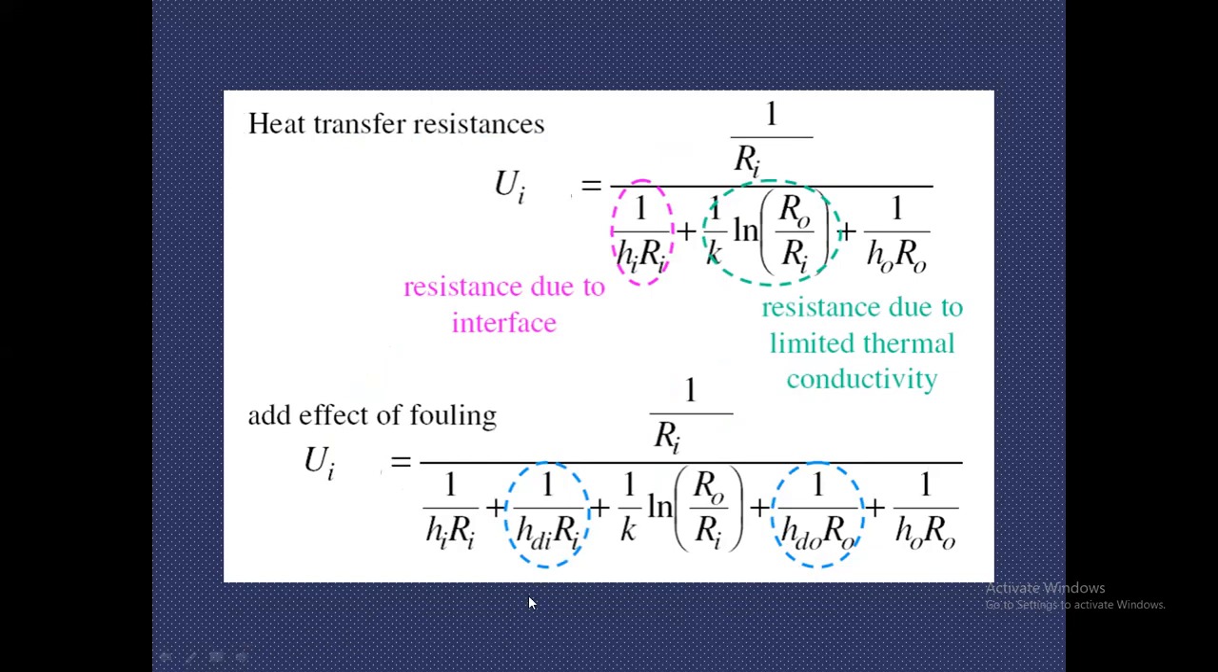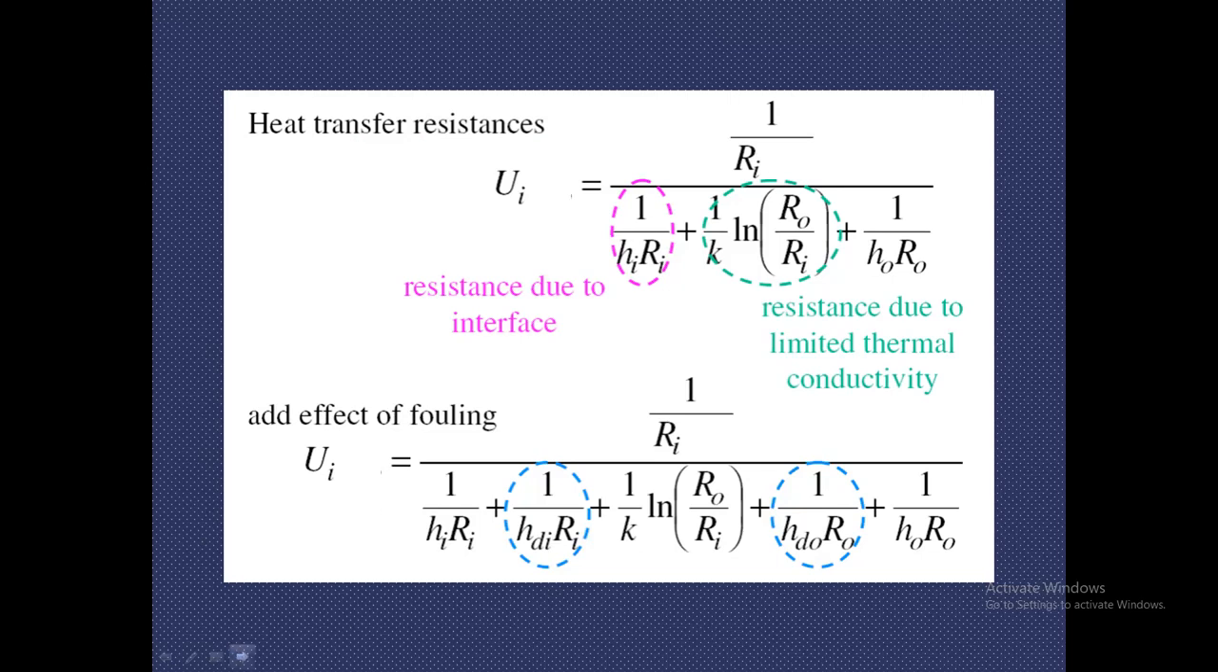If there is no fouling, then there's no need for you to account for these two resistances. So, what does the fouling do? It decreases the U sub i. If it decreases the U sub i, your amount of heat transferred also will be decreased based on the formula UA delta T. So the more fouling you add in here, the more this U sub i will decrease.